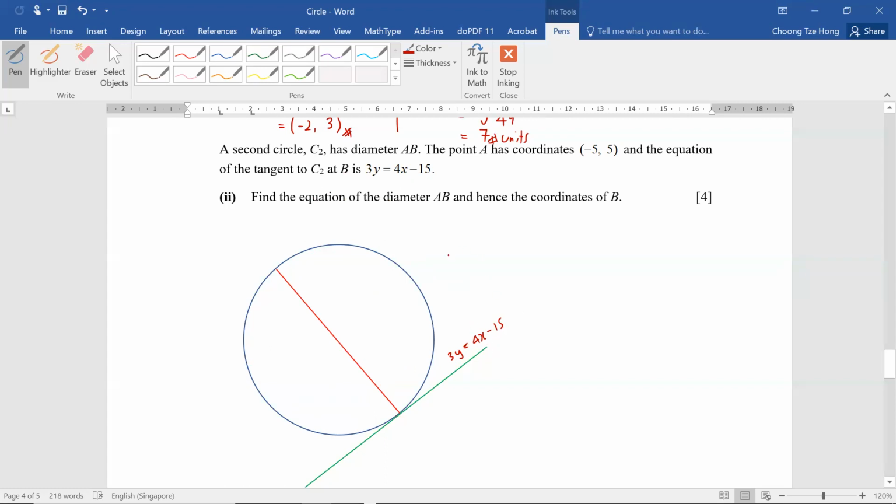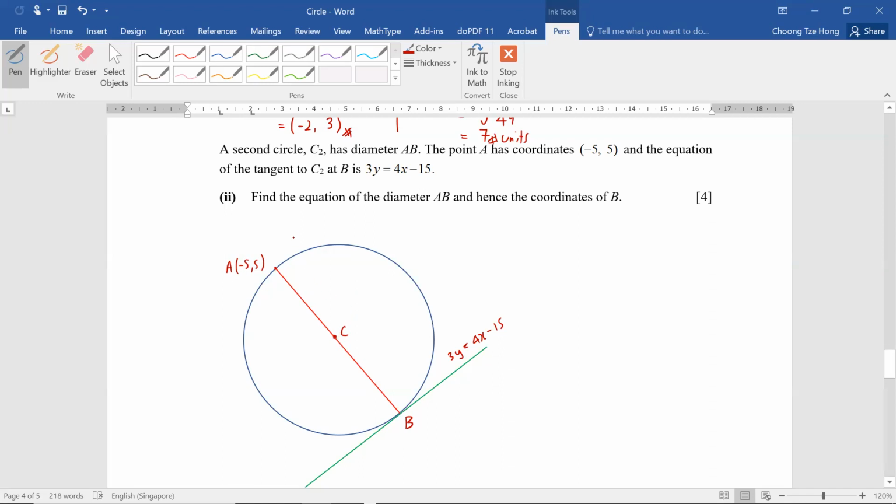All right. So over here is the tangent to the circle at point B. That means this is point B. All right, then AB is the diameter of the circle. So that means at the other side, we have point A, whose coordinates are minus 5, 5. Right, so that means the center has to be here, right? Because remember what we mentioned just now, the diameter of a circle will definitely pass through the center.